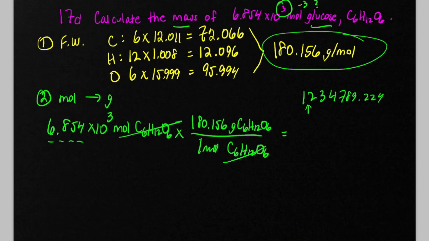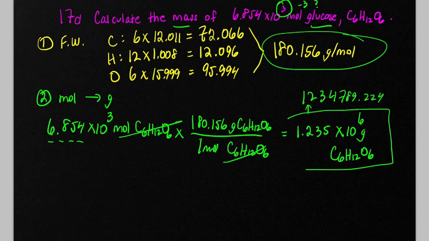Okay. And we want to position the decimal place there, so that's 1, 2, 3, 4, 5, 6 places. So it's going to be 1.235 times 10 to the 6 grams of C6H12O6. So like 1,000,000 grams of glucose. And so that has 4 significant figures for each of these values, and I'm rounding the 4 up to a 5 because this 7 is greater than 5. Anyways, that's how you do this problem.